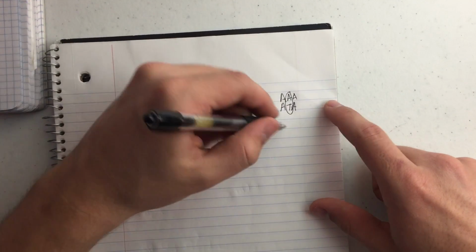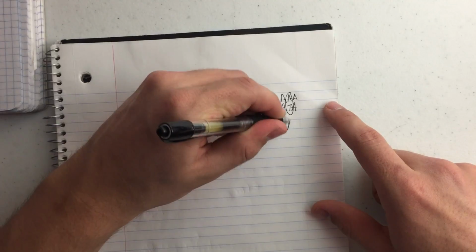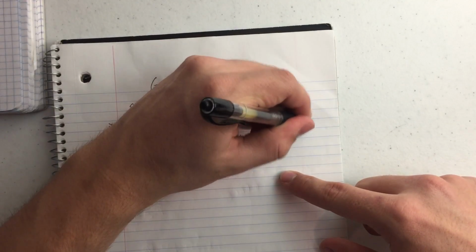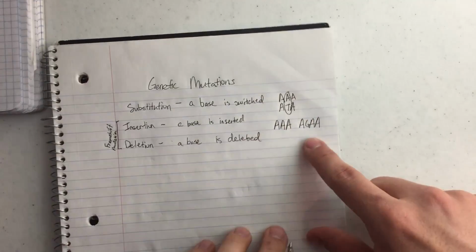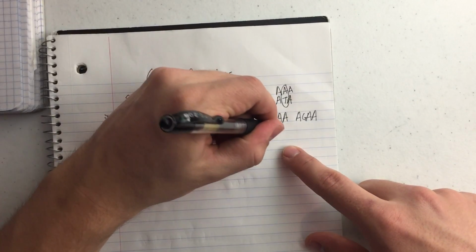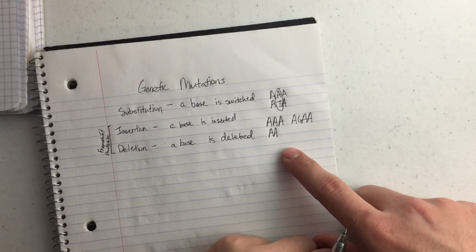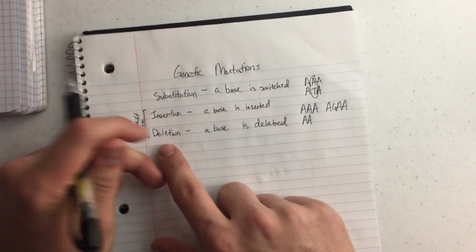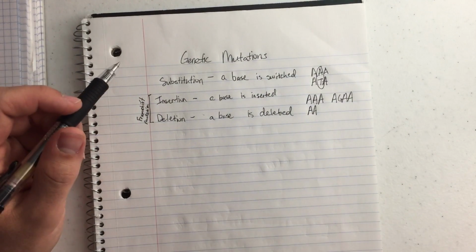Now, an insertion would be like A, and then I go to AGAA, and then a deletion would be going to AA, where it got rid of one. And so these two are a bit more dangerous because they cause a frame shift mutation.